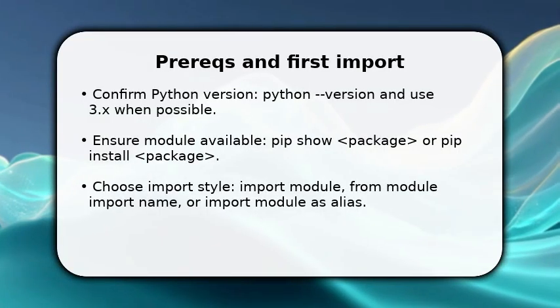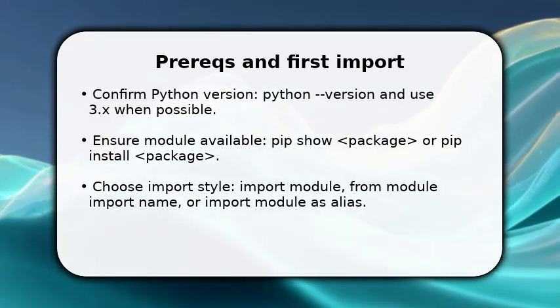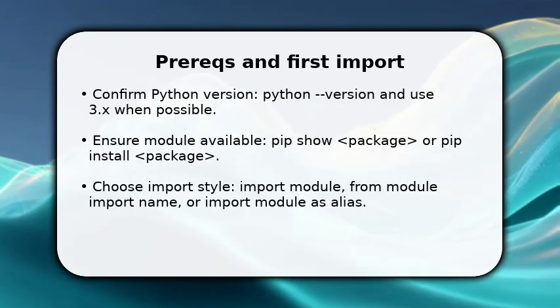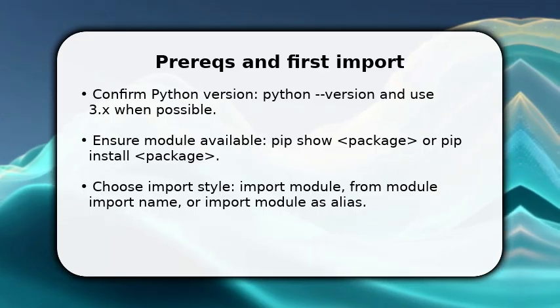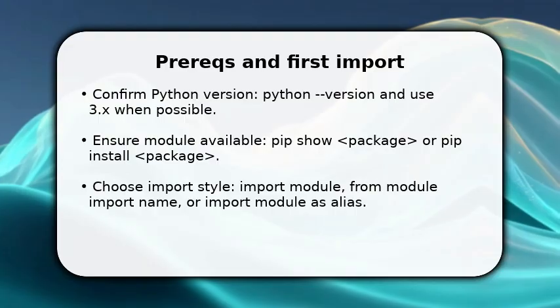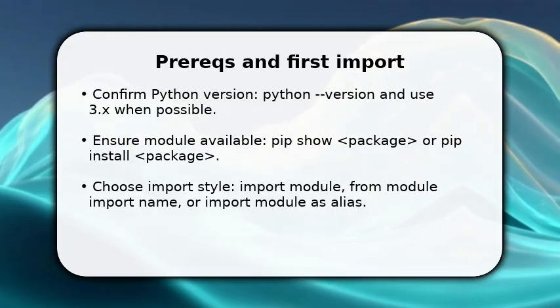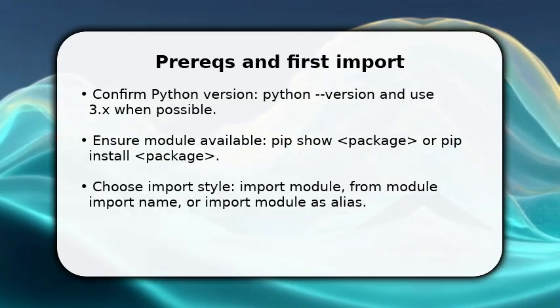You start by confirming prerequisites, check Python version, and ensure the package is installed. Once done, decide an import style. Import module imports the namespace. From module import name pulls specific symbols, and import module as alias shortens references. You should run a quick pip show or pip install to verify availability.